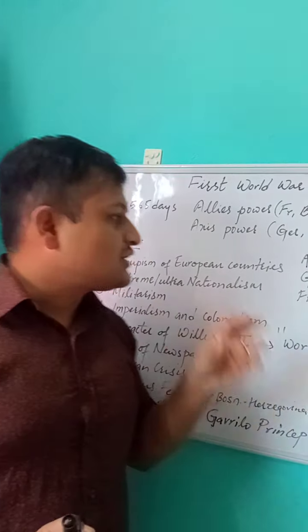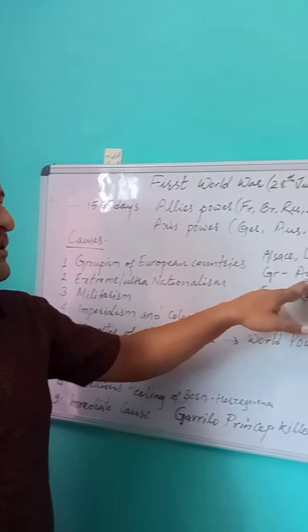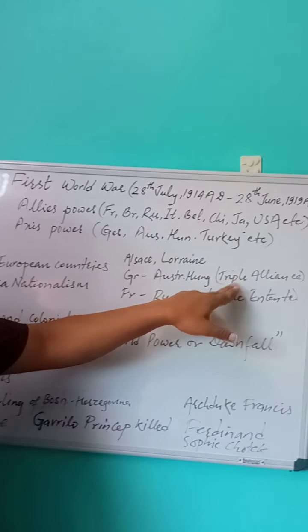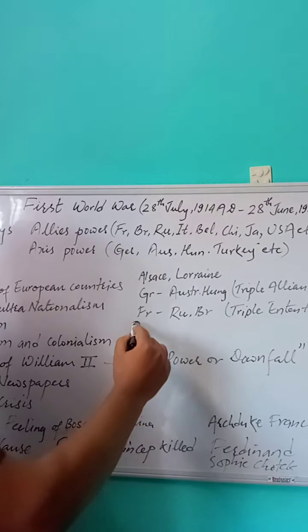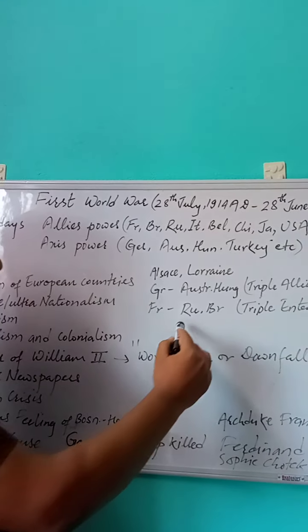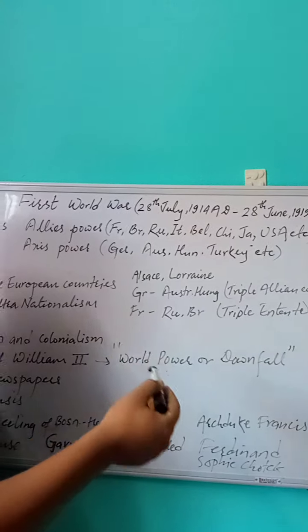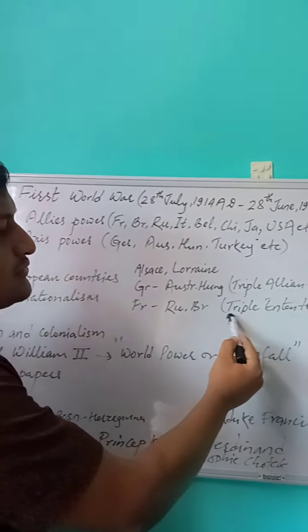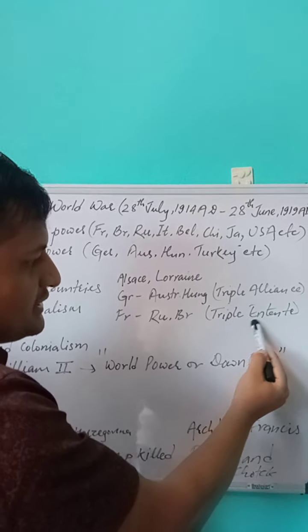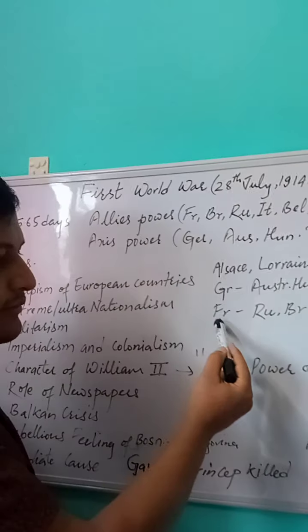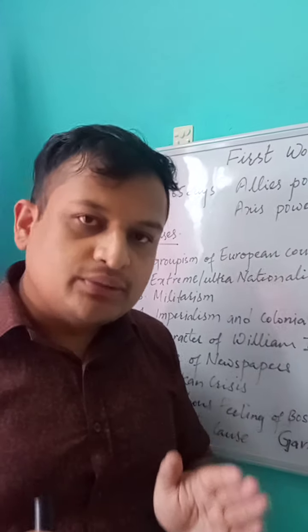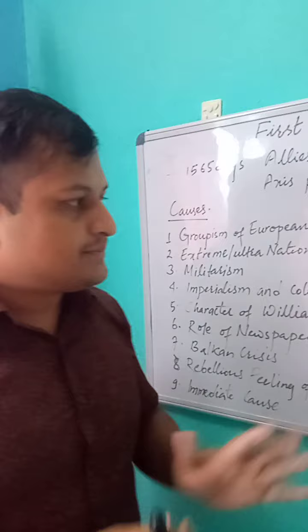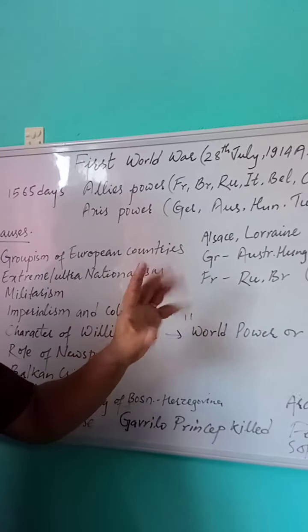Knowing that, Germany signed a secret agreement with Austria and Hungary, which is known as the Triple Alliance in history. And at the same time, France also signed a secret treaty with Russia and Britain to fight against Germany whenever in need, which is known as the Triple Entente. This is pronounced as Entente, okay. So by now, the countries in Europe had already been divided into two hostile groups. This is one, and this is the next.